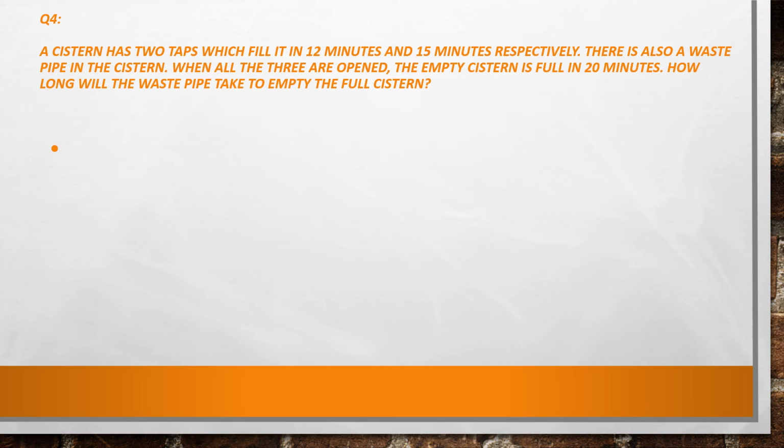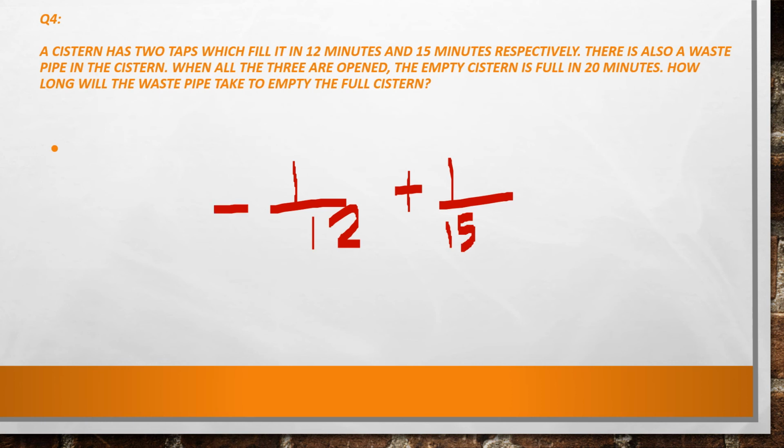So the question is, you have 2 taps. Let it be A and B. A and B our time taken for filling is 1/12. This is just in minutes. 1/12 plus 1/15. പക്ഷേ ഇവിടെ you have the waste pipe that will be emptying it in how many minutes? 20 minutes. So you have to minus the same. So you get the value as 1/20 minus 1/12 plus 1/15. It should be in brackets.